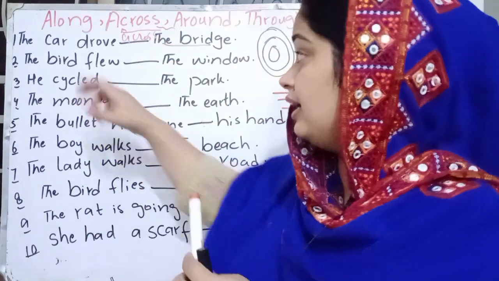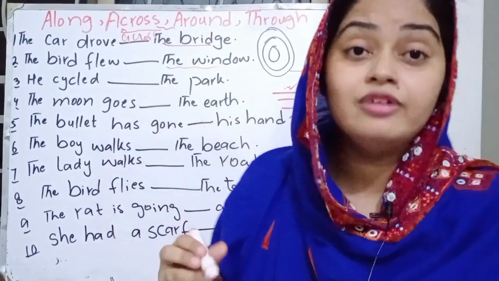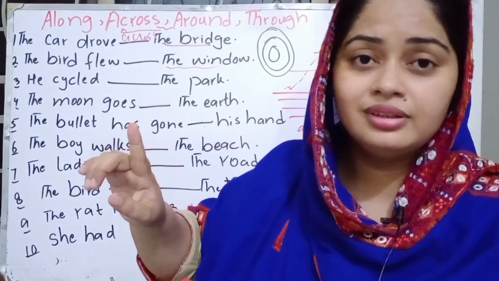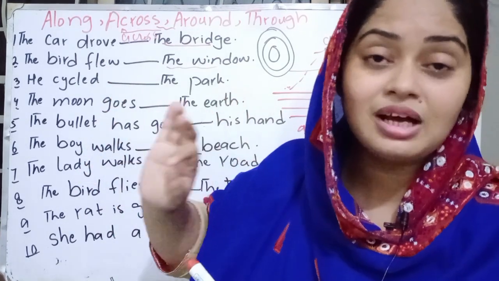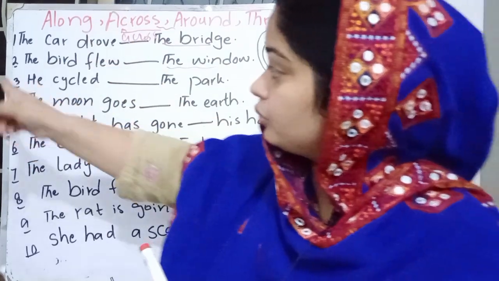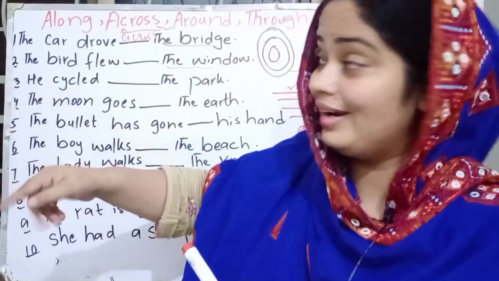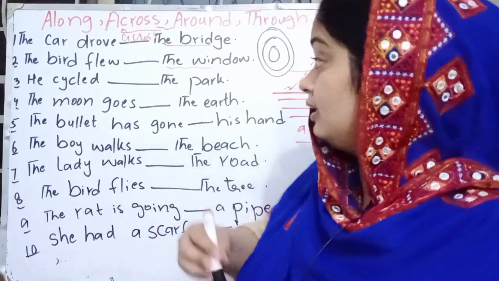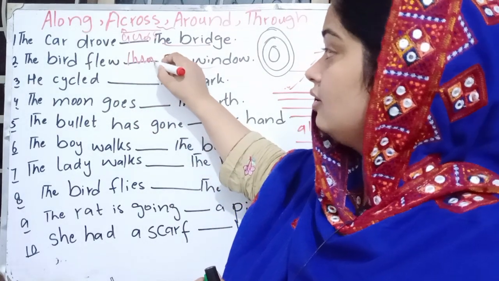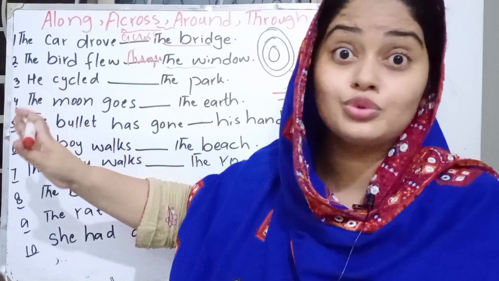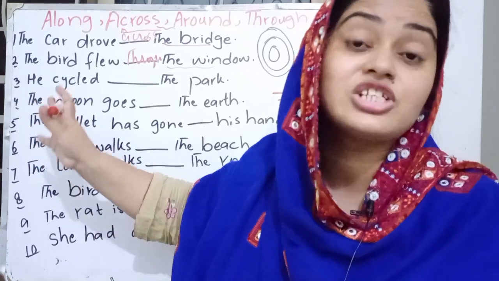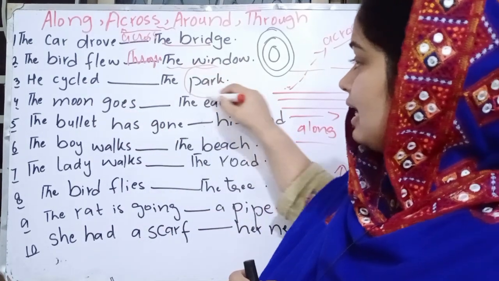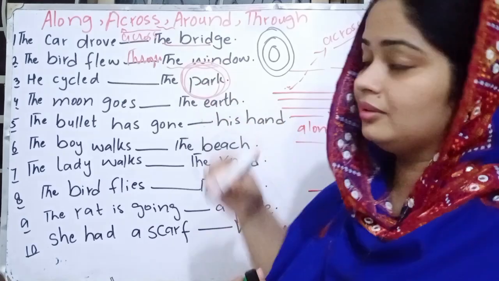Now, the bird flew the window. This is a window. If something moves from one end to the other, this movement is called through movement. The bird flew through the window, through a channel. Through a window means through a channel. He cycled around the park.